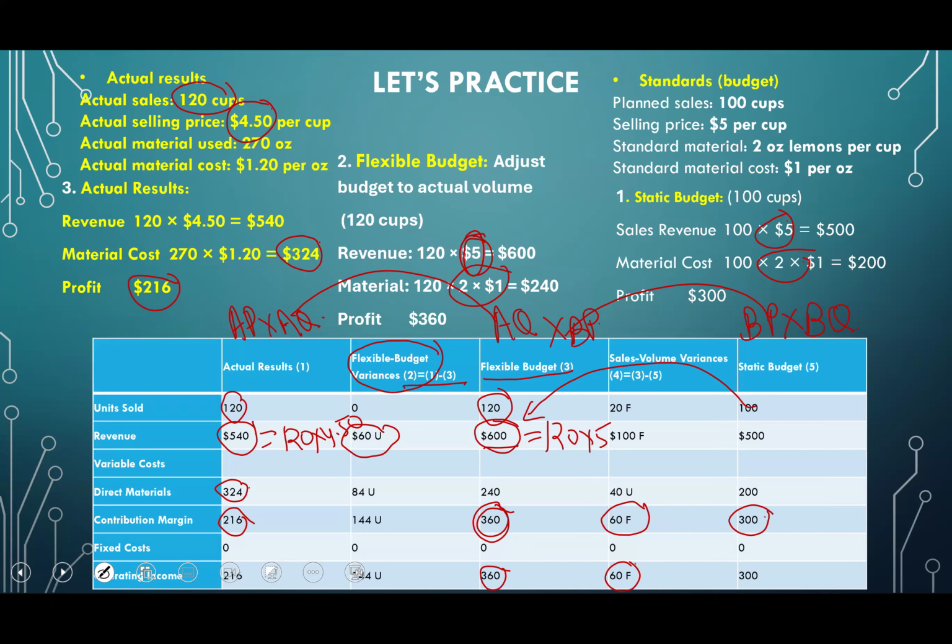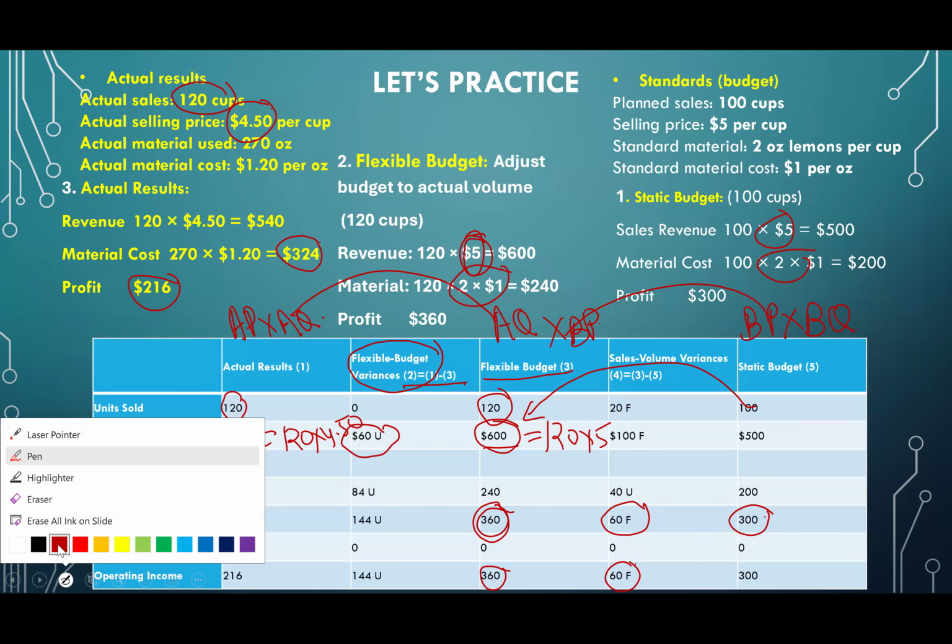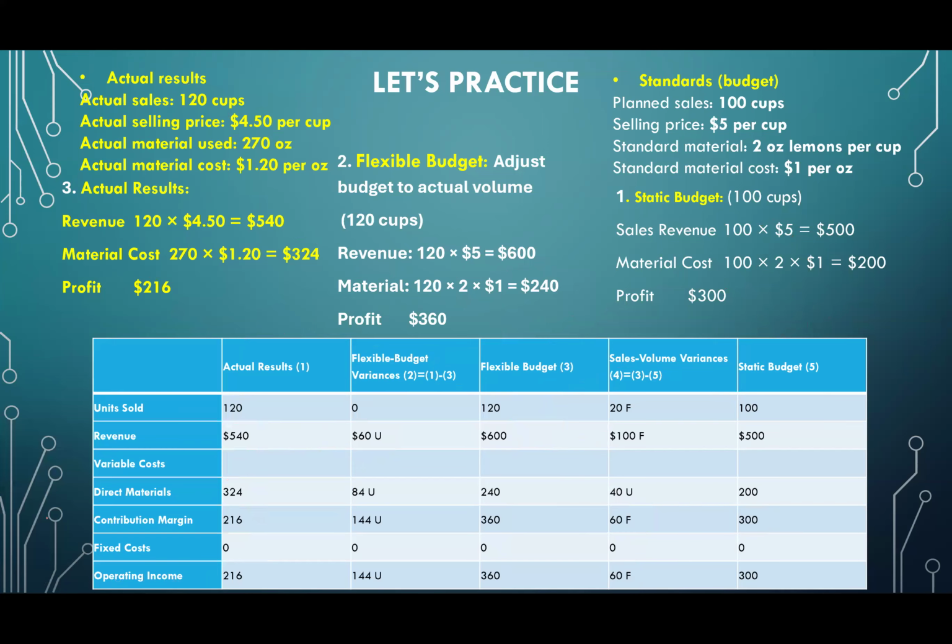So we have calculated. Let me just clean up the slide and tell you that the summary of this slide is that we have tabulated the three columns, this one, this one, and this one. Then we have taken the differences between column 1 and column 3, and we are calling it flexible budget variance, and we are taking the difference between column 3 and column 5, and we are calling it sales volume variance.